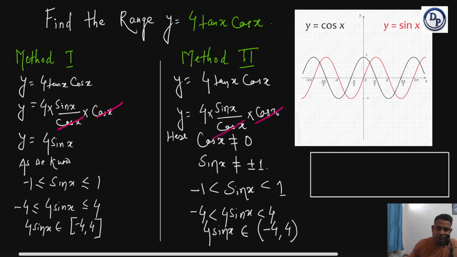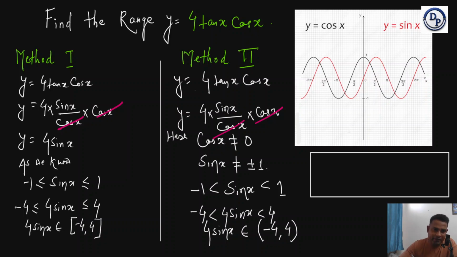So let's see how we will solve it. You can see a question on your screen, that is y equals 4 tan x into cos x. You can see here the function is y equal to 4 tan x into cos x. Now I solved it in two ways. Method one is written here, and method two is written here. What is different between the two methods, and what is the problem in method one or method two? Which method contains the problem? We're going to understand.